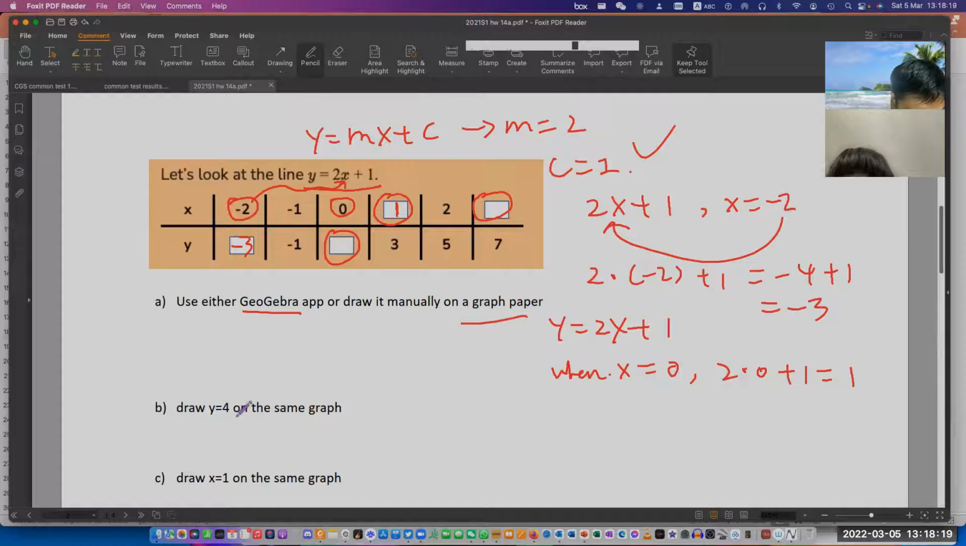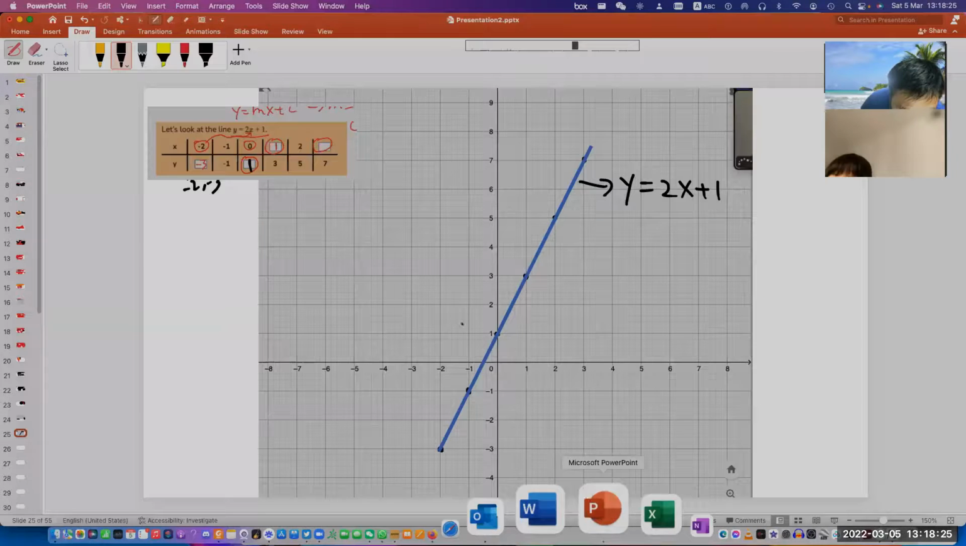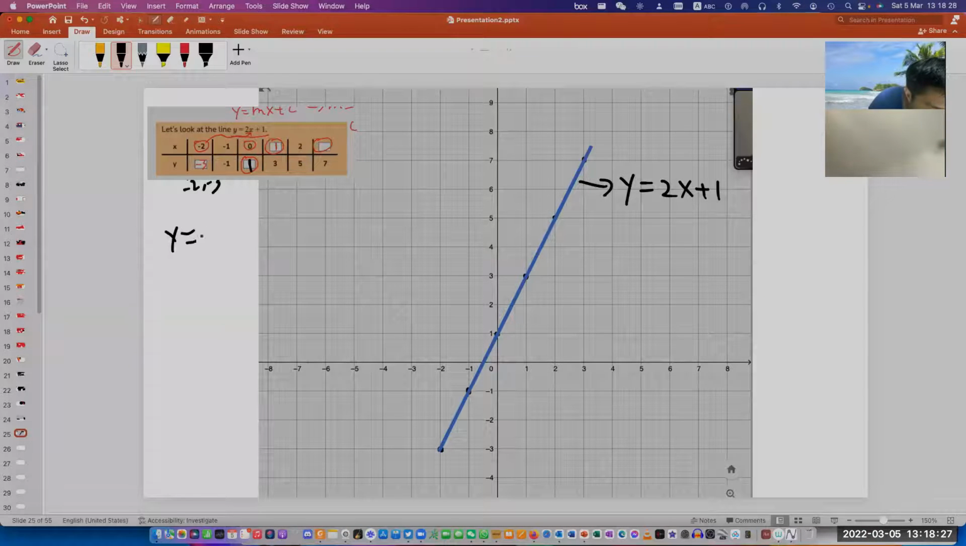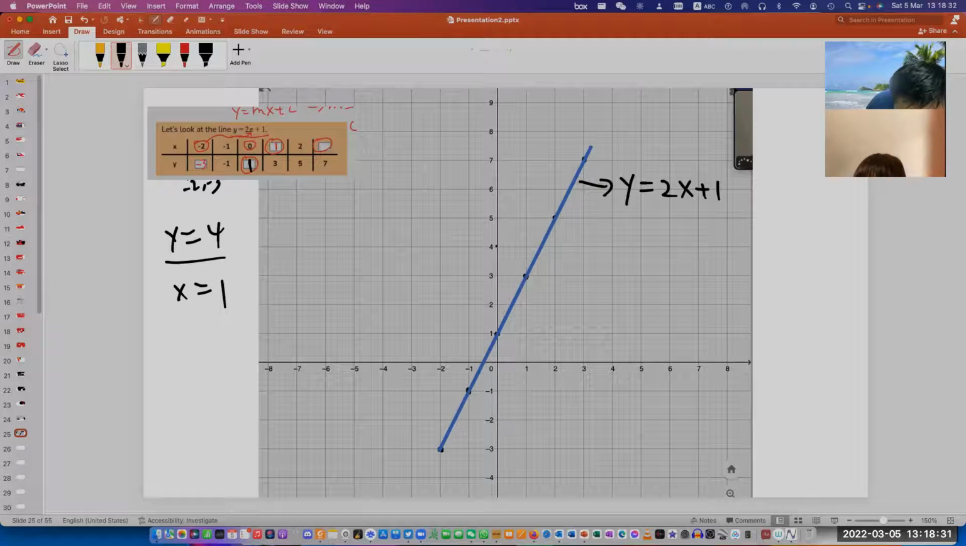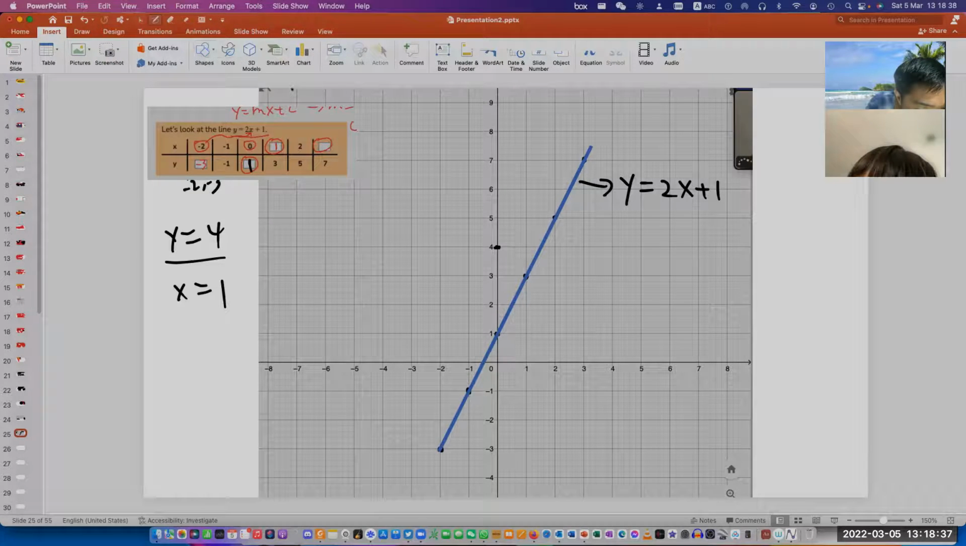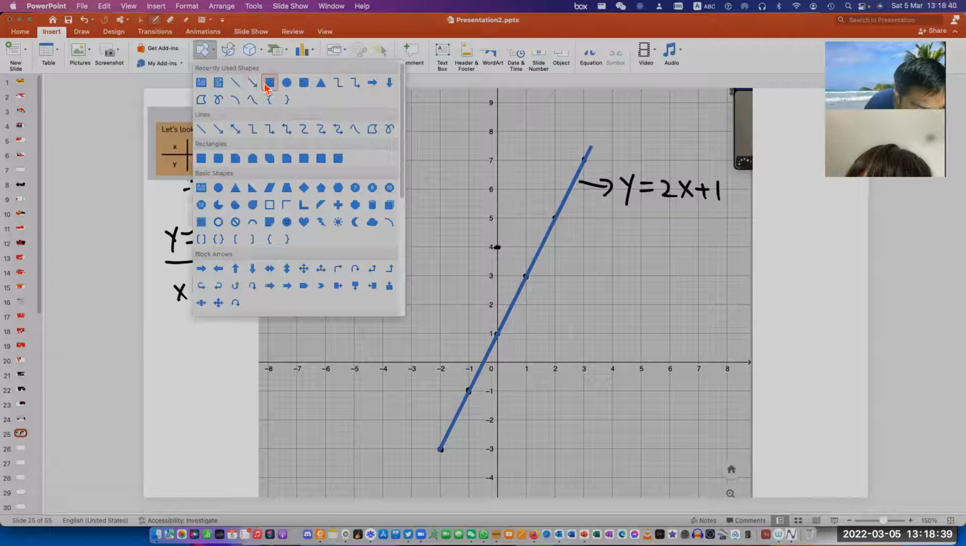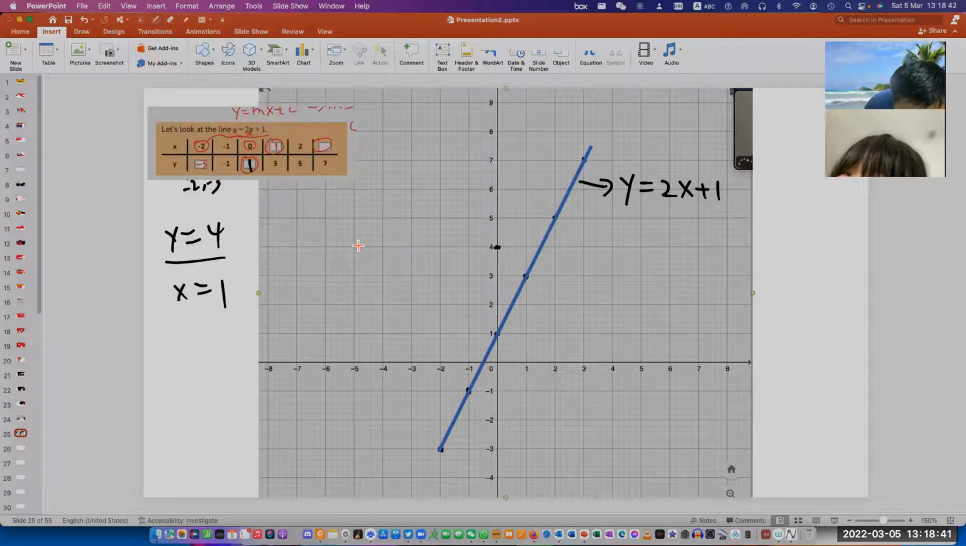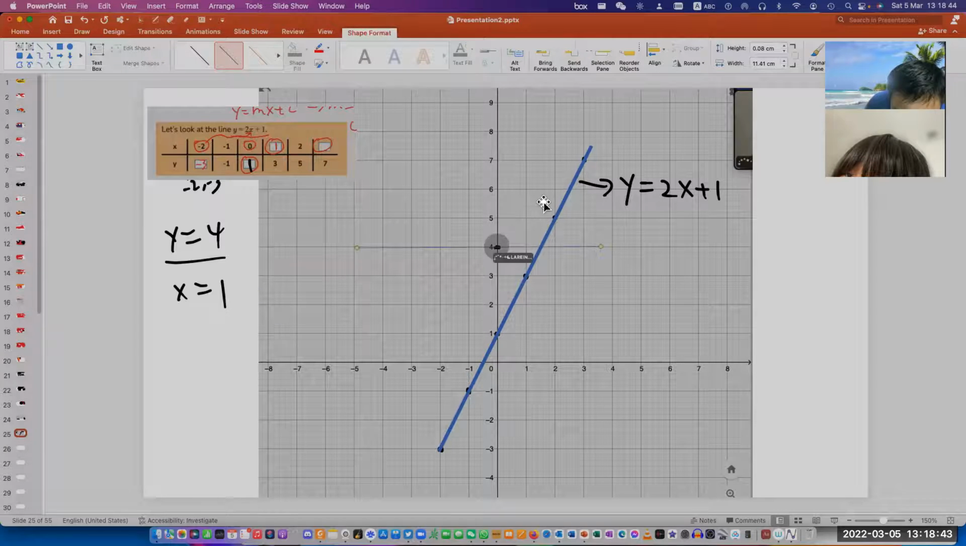Draw y equals to 4 on the same graph. So must draw y equals to 4, draw x equals to 1. Okay, good. So I need to draw y equals to 4 first. Where is y equals to 4? It is over there. Draw y equals to 4, straight line. So I insert a straight line here. This is my y equals to 4.